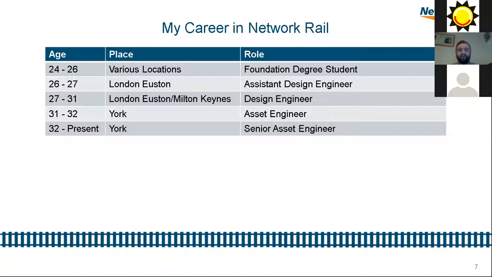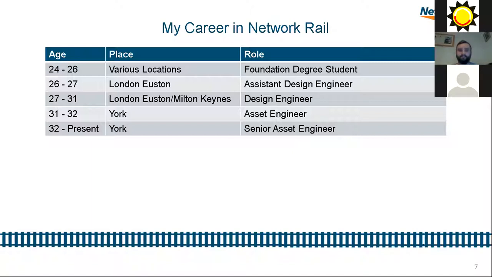So I did that for a bit and started looking for roles, and luckily, I got offered a quite interesting role in London. So, as you can see, my second placement, I worked out of Euston in London as an assistant design engineer. As a design engineer, my specific role was a traction power design engineer. What that means is that I designed the power supplies required for the electric trains to run.